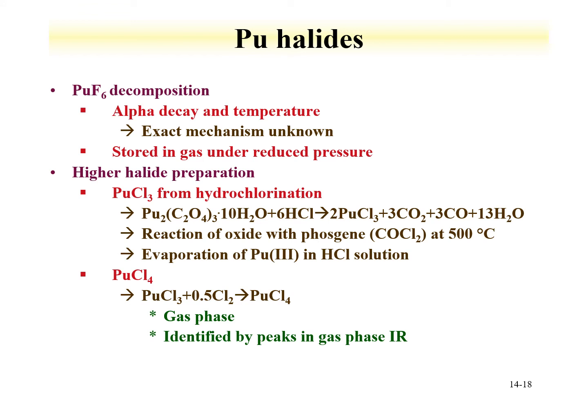Higher halide preparation has been performed, so going from the fluorides to the chlorides. You can get the trichloride from this reaction with plutonium oxalate. So this plutonium-3 oxalate with HCl yields the plutonium trichloride. The reaction of the oxide with phosgene has also been reported, or there's just a simple evaporation of plutonium-3 in an HCl solution. The tetrachloride: if you have the plutonium trichloride from this reaction and treat that with chlorine gas, you can get to the tetrachloride.